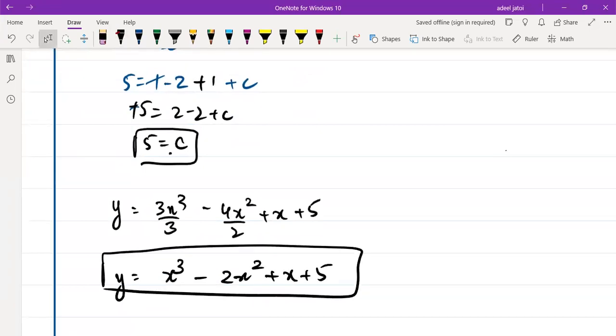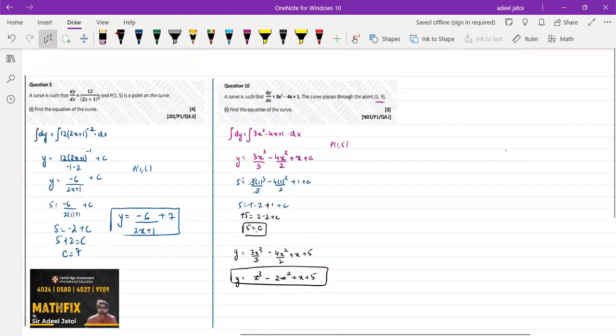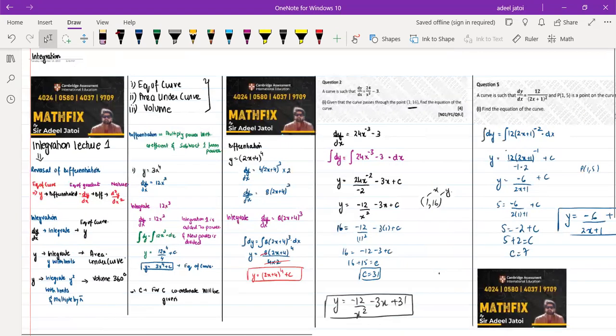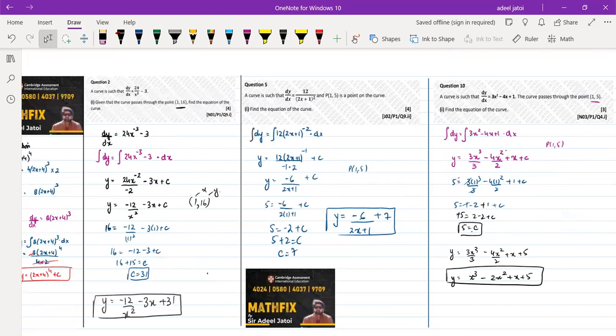So this was the third question of equation of the curve in the lecture. We understood that integration is basically the reversal process of differentiation. So when you need to find the equation of the curve, you need to integrate dy upon dx. With the help of the point, you will find c, and that will help you find the equation of the curve. Thank you.